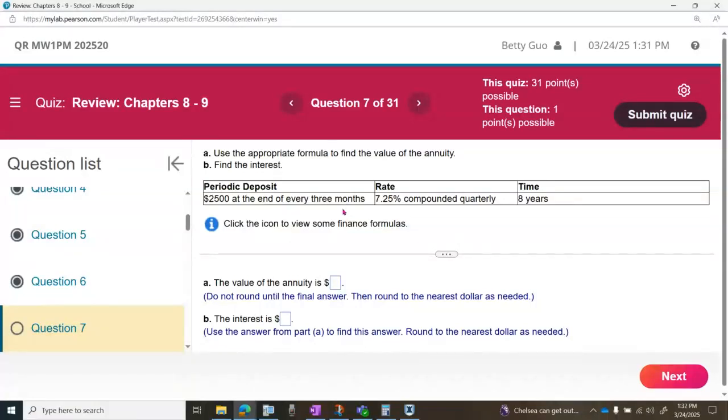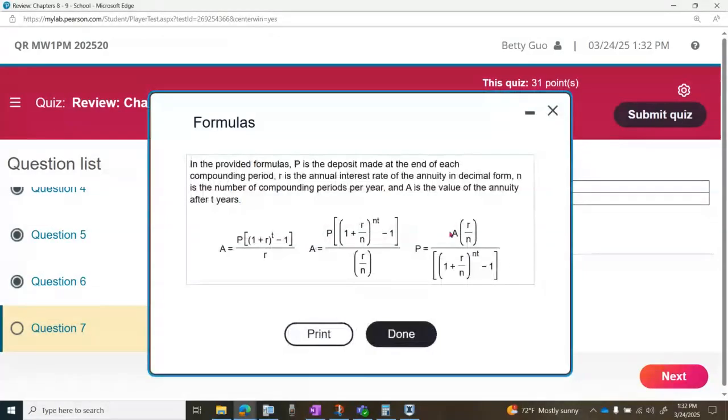3 months means quarterly. The rate is 7.25%, compounded quarterly as well. Quarterly, so your little n is 4. t is 8 years. Yeah, please write down those key information. Your payment, PMT, $2,500. Your rate, r, 7.25%. Time is 8 years. It is quarterly, so your little n is 4. You write down those key information. If you want to use a formula, the first formula is what you need, okay?